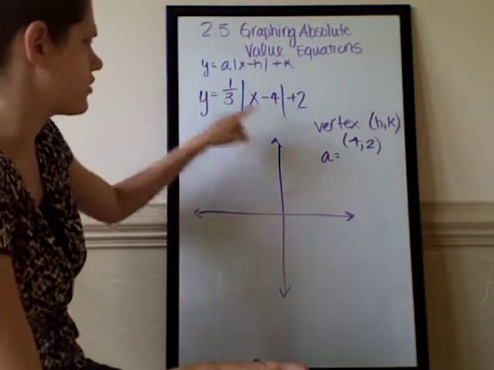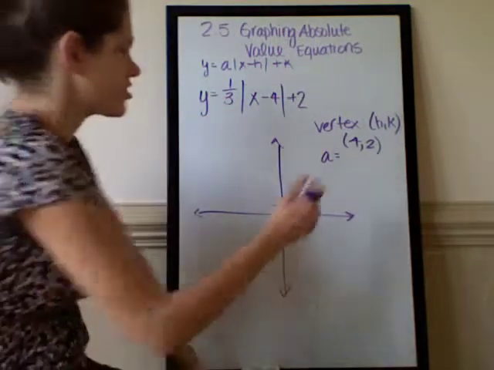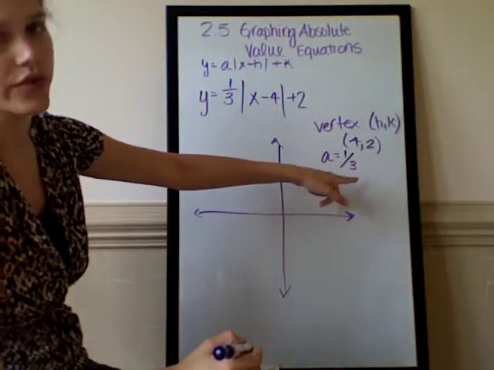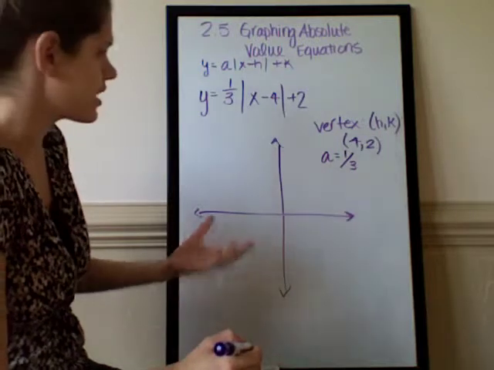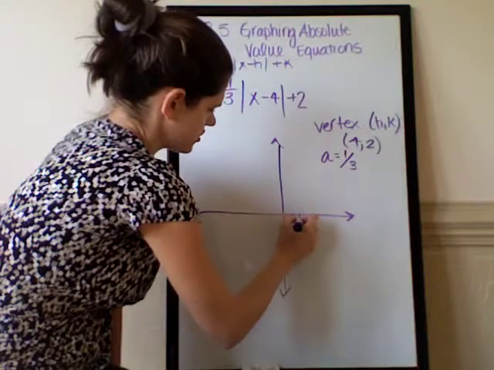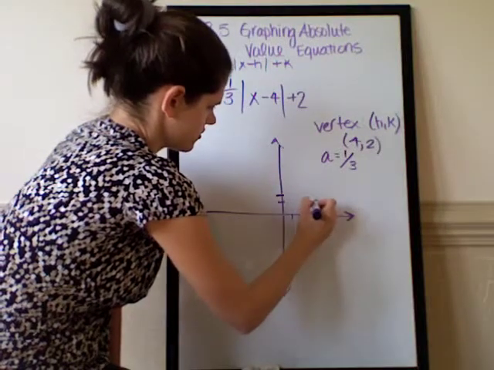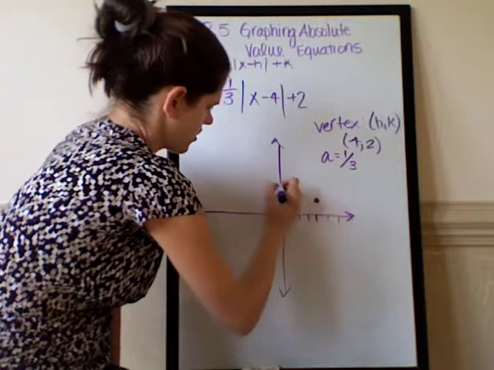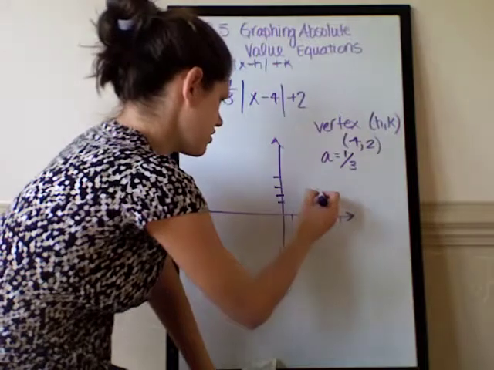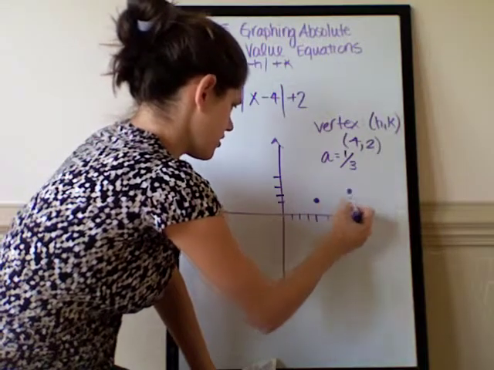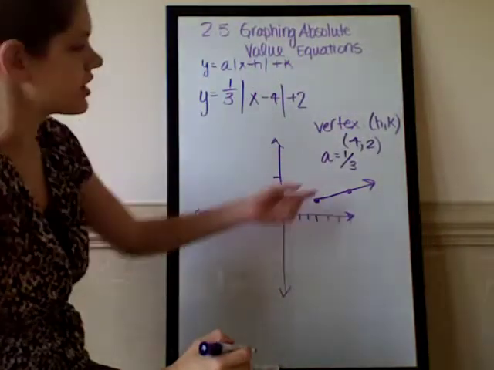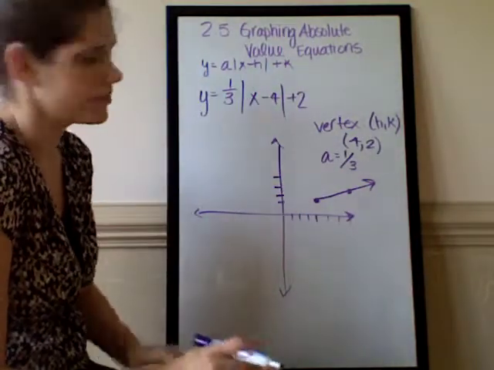Next, my A value is what's in front of the absolute value, which is 1/3. That means I'm going to be going up 1 over 3 this time. Remember, it's the same thing as slope. Alright, so let's plot this vertex, 4, 2. Up 1 over 3. So up 1 over 1, 2, 3. Do you notice this is going to be wider because my A value is less than 1.